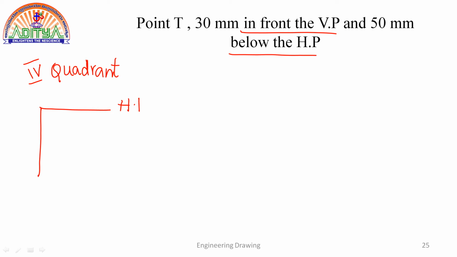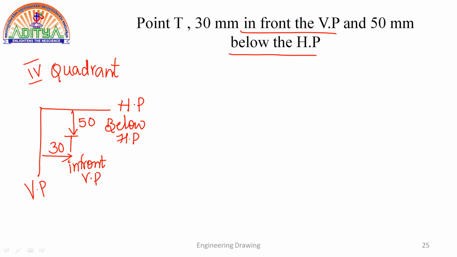Horizontal plane, vertical plane, and T is a point which is located 50 below HP and 30 in front of VP. Okay, we have located the point T 50 below the horizontal plane, and 30 in front of the vertical plane.